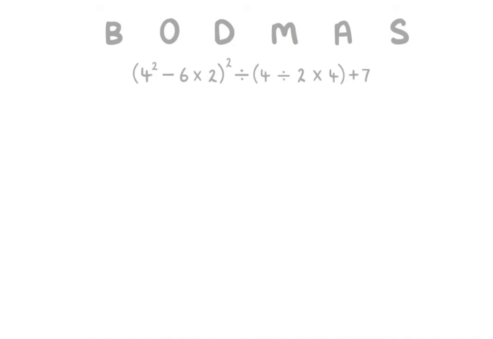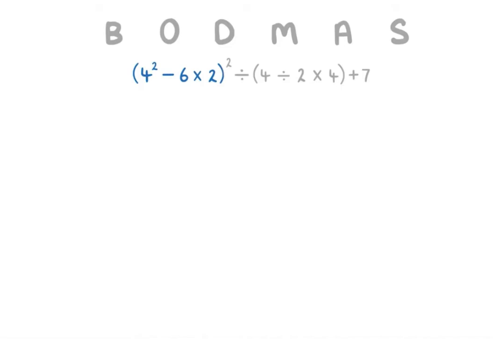Let's try one more. So first of all, we need to look for any brackets. And this time there are 2 sets of brackets. So we'll have to look at one of them and then the other one. It's completely up to you which one you want to do first, but in general, I would say it's just easier to start on the left and then work to the right. So we'll start with this one on the left.